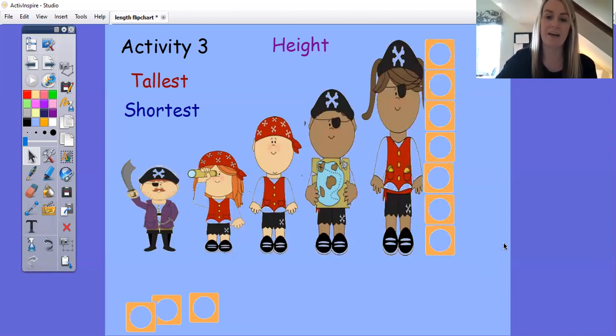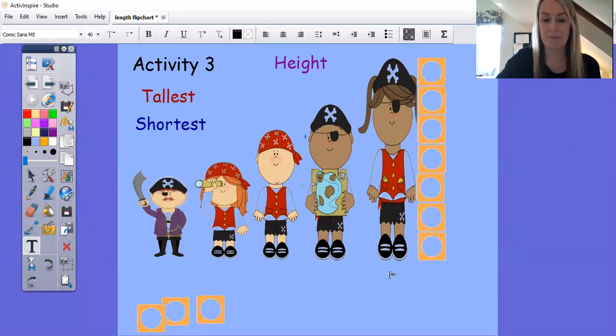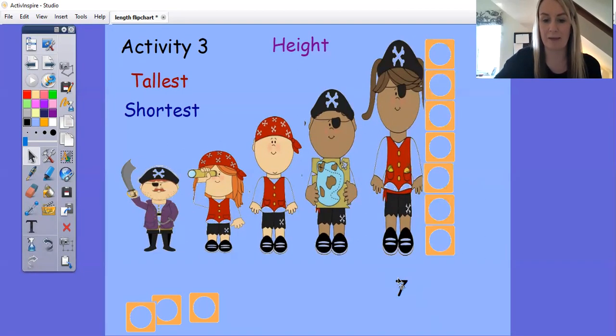And once I've done that, I'm going to count them to see how tall she was. You can help me with this bit. Are you ready? 1, 2, 3, 4, 5, 6, 7. So she was 7 Numicon pieces tall. And then what you could do is you could write the number 7 on the back of her, or maybe on her t-shirt, wherever you want, to remember that she was 7 pieces tall.